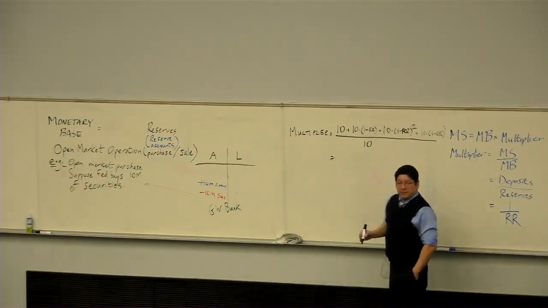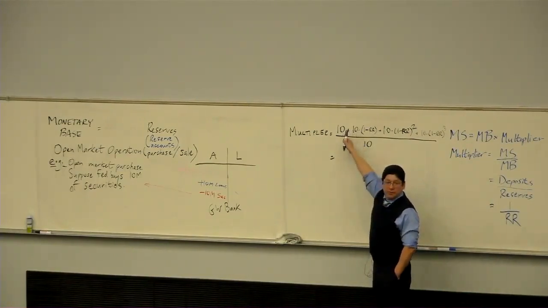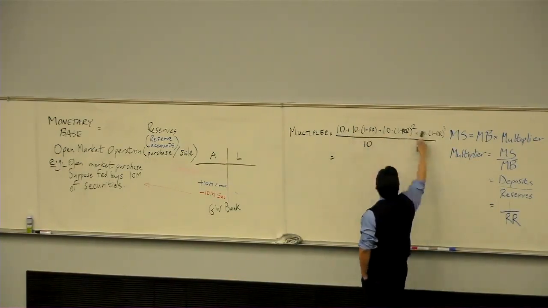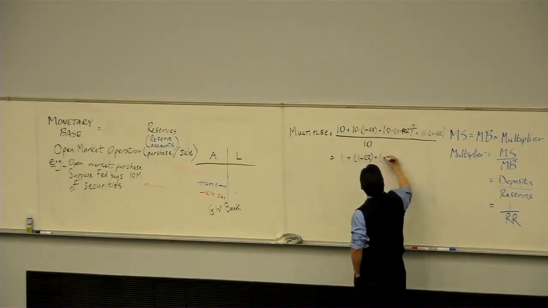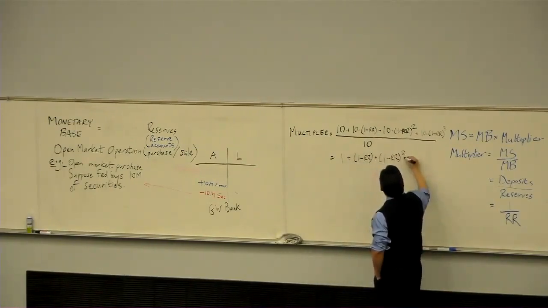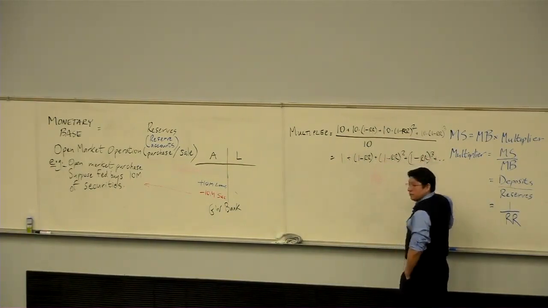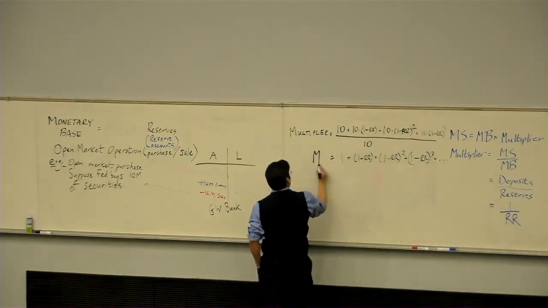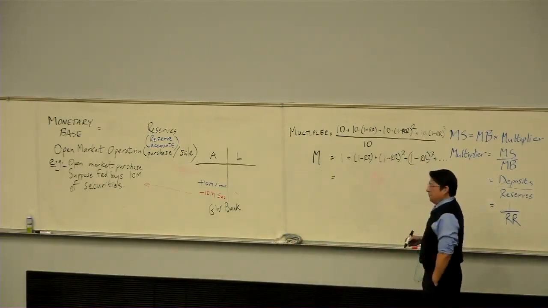Notice we can simplify this because everything at the top is multiplied by 10, and then we divide the whole thing by 10. So let's just divide each term by 10. 10 divided by 10 is 1. This is just 1 minus the reserve ratio. This is 1 minus the reserve ratio all squared. This is 1 minus the reserve ratio all cubed. And so on and so on forever. So let's call this m. How are we going to compute this?